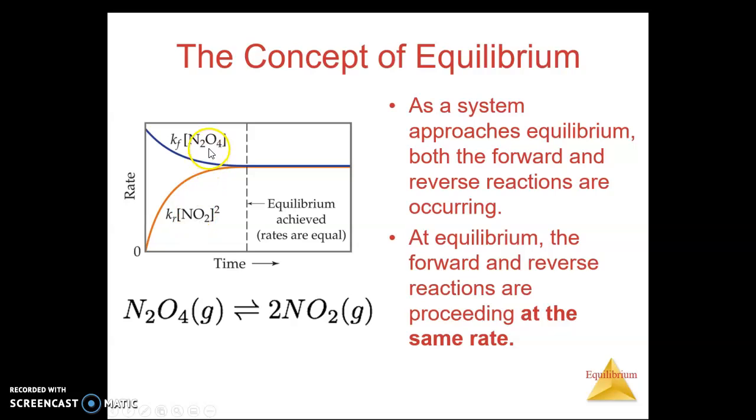As the system approaches equilibrium, both forward and reverse reactions are occurring. But at equilibrium, the forward and reverse reactions proceed at the same rate. They don't stop, even though it looks like nothing is happening. Indeed, the forward and reverse reactions are still occurring, but since they're going at the same rate, you can't see the change going on.